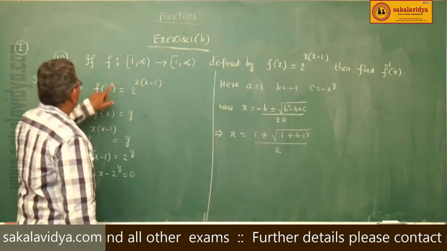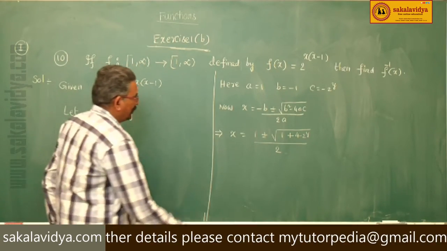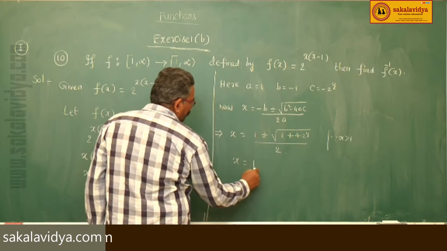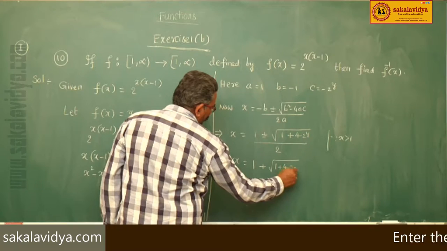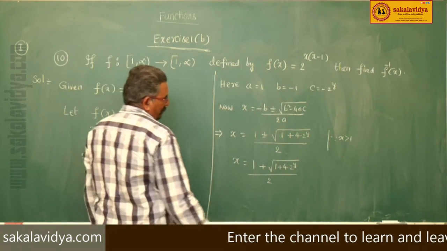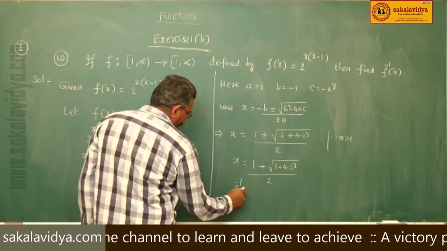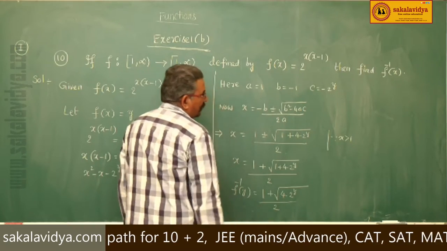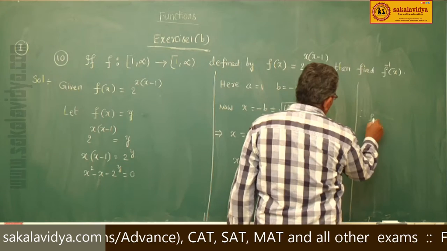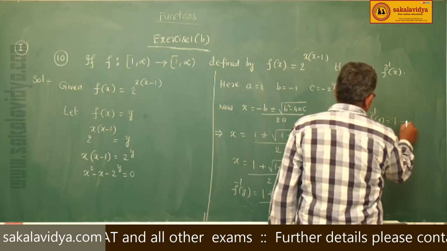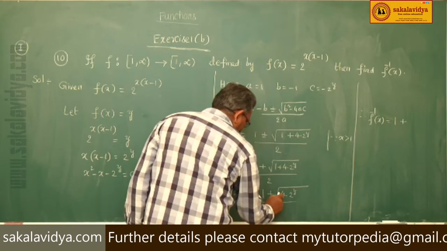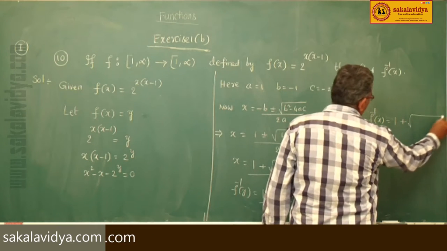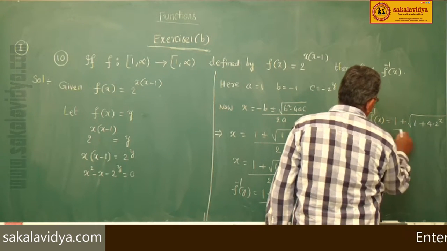Already here domain is 1 to infinity means x greater than 1. So, x greater than 1 means we have to take positive value. So, this is equal to x is equal to 1 plus root of 1 plus 4 to power y by 2. So, x is nothing but f inverse y equal to 1 plus root of 1 plus 4 into 2 power y by 2. Now, formula for f inverse x. Therefore, f inverse x is equal to 1 plus root of 1 plus 4 into 2 power x by 2.